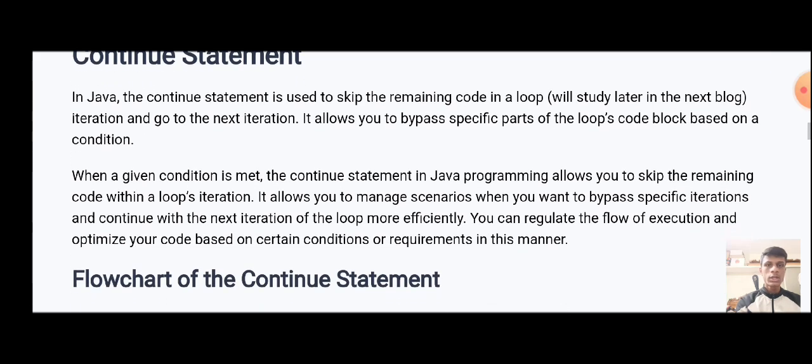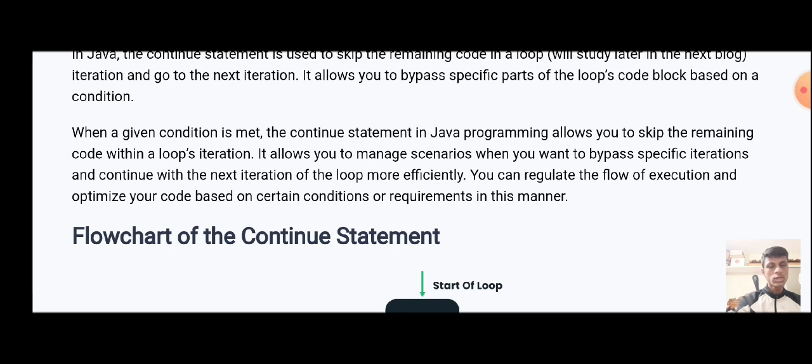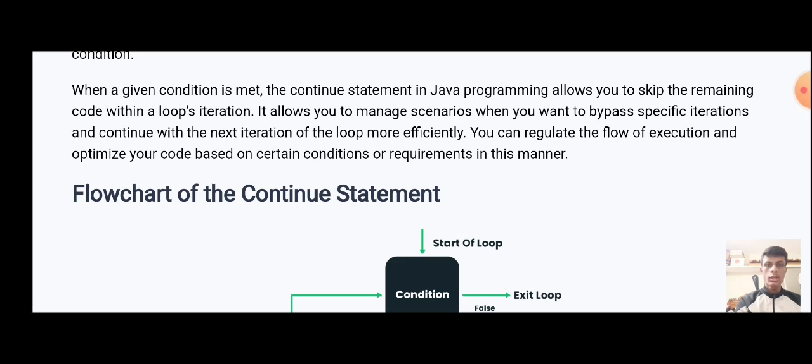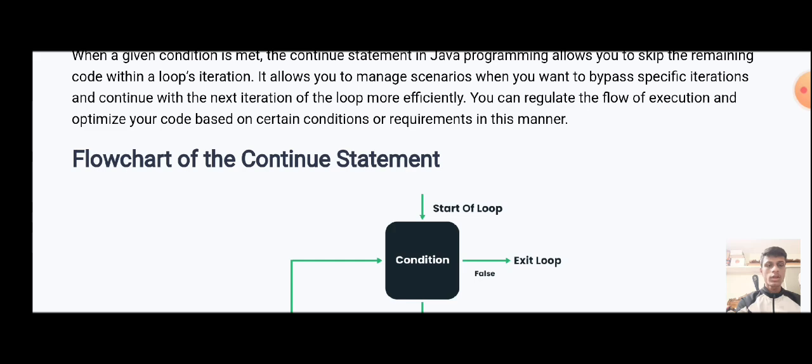Next one is the continue statement. In Java, the continue statement is used to skip the remaining code in a loop iteration and go to the next iteration. It allows you to bypass specific parts of the loop's code block based on a condition. When a given condition is met, the continue statement allows you to skip the remaining code within a loop's iteration and continue with the next iteration of the loop more efficiently. You can regulate the flow of execution and optimize your code based on certain conditions or requirements in this manner.